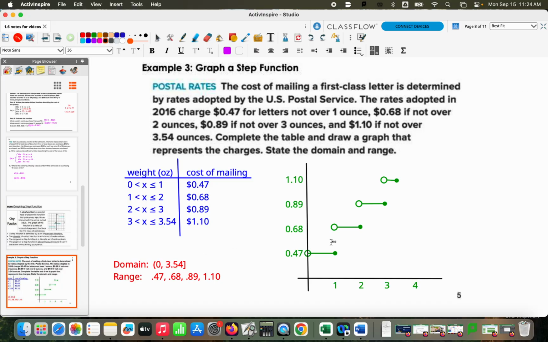The domain of this would be 0 through 3.54. So we actually use all these x values. Even though it starts and stops, notice the open circle at 0, or open parenthesis there, till 1. But it keeps going. I then use 2, 3, 4, up to 3.54. But the range, I have to use these specific values. I can't say it's 0.47 all the way to 1.10. I don't use all the numbers. I only use 0.47, 0.68, 0.89, and 1.1.